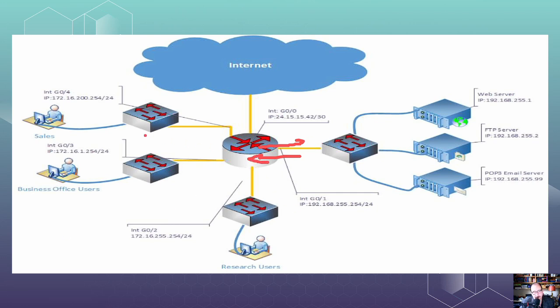So if we wanted to block access to this web server, every port but port 80, apparently it just says web. Let's be modern and say 443, so it's a secure web server. We want to block every port but 443 from our business office users. We would put something along the lines of ip access-list, and let's use a number just for giggles, 101.